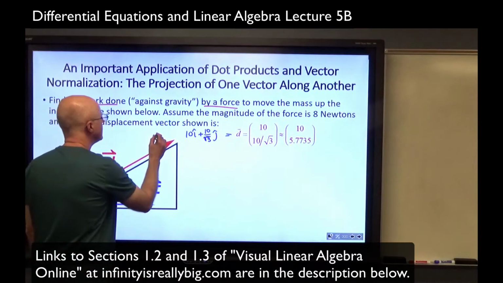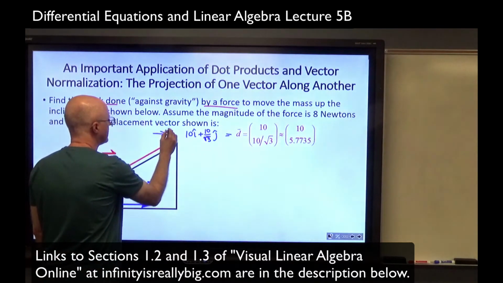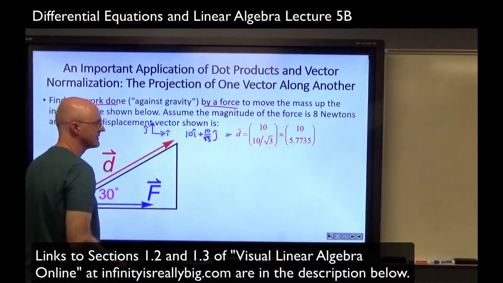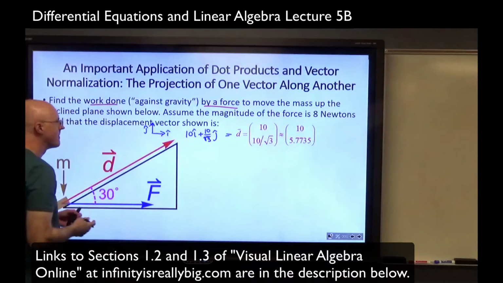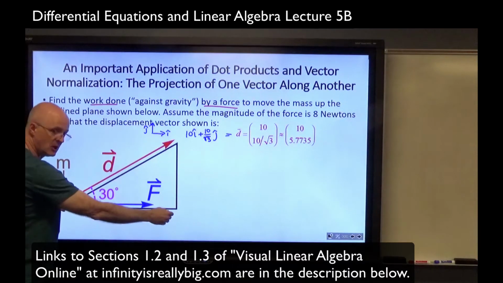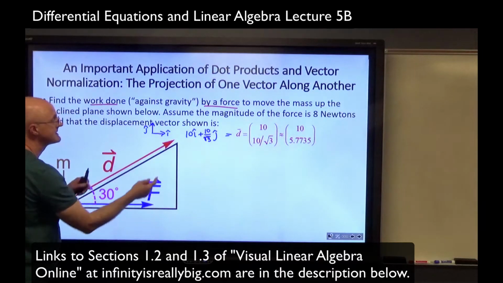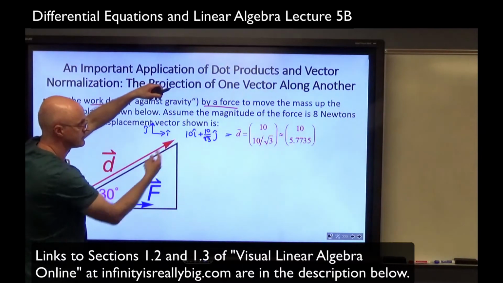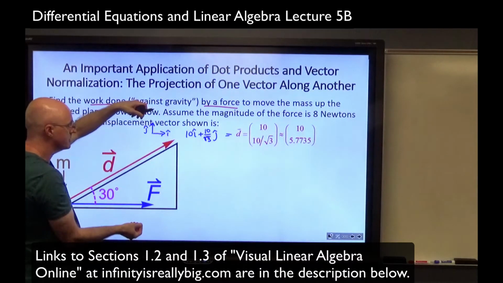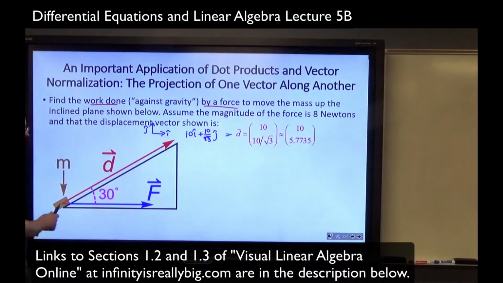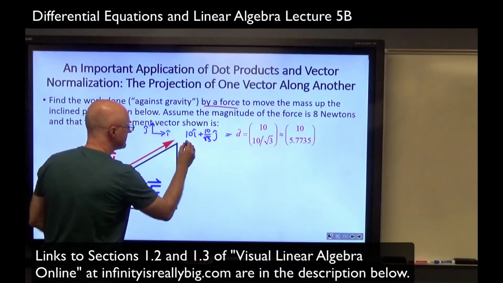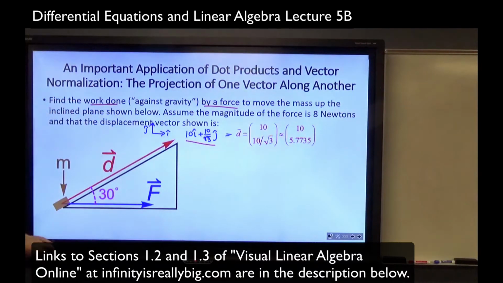They have a length of 1. I hat points straight to the right, J hat points straight up. The point in writing the vector this way is that you can imagine it as scaling I hat up by a factor of 10, making it 10 times longer in the horizontal direction, scaling j hat up by a factor of 10 over root 3, which is about 5.7735, making it longer in the vertical direction, and adding those two vectors together to get this d vector. The sum of these two things, this vector sum, is this red vector that you see here.